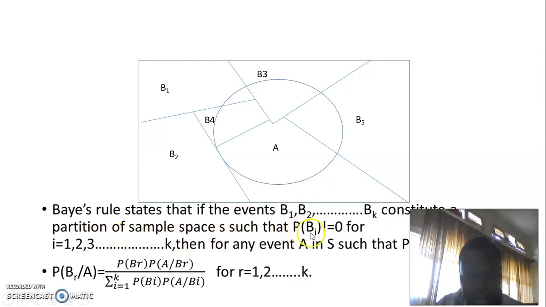So the Bayes rule says that if the events B1, B2 up to Bk constitute a partition of the sample space such that the probability of Bi is not equal to 0 for i equals 1, 2, 3 up to K, then for any event A in S such that the probability of A is not equal to 0, we know that the probability of Br given A is equal to the probability of Br times the probability of A given Br over the sum of the probability of Bi times the probability of A given Bi, for r equals 1, 2, up to K.